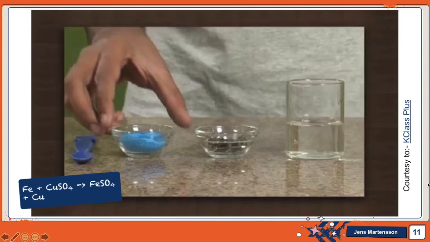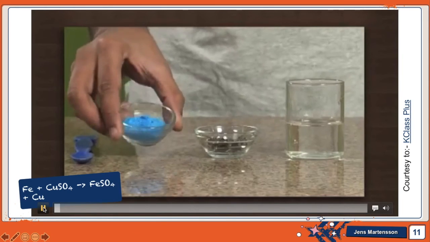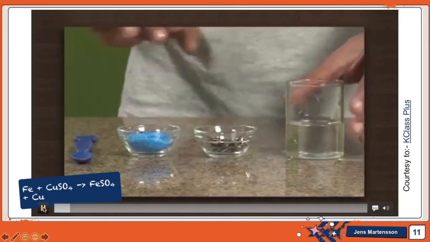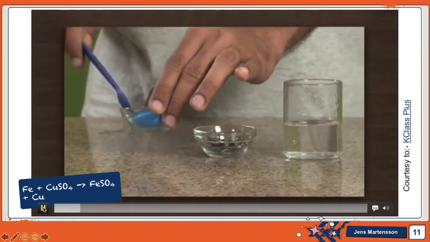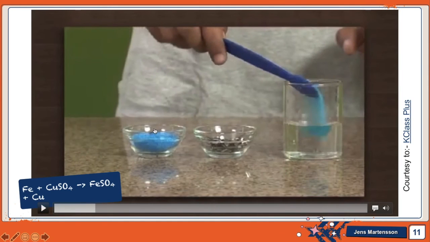This is also from the same channel, so you can check this video out in the description box below. Copper sulfate, iron nails, water. Dissolve 2 spoons of copper sulfate in some water. So he is adding copper sulfate into water.